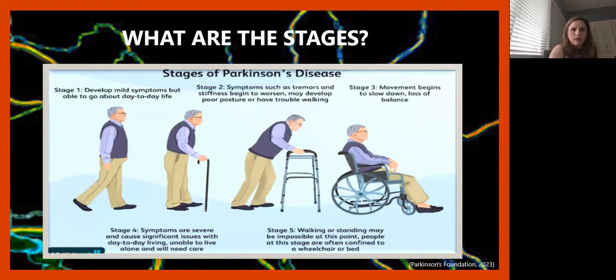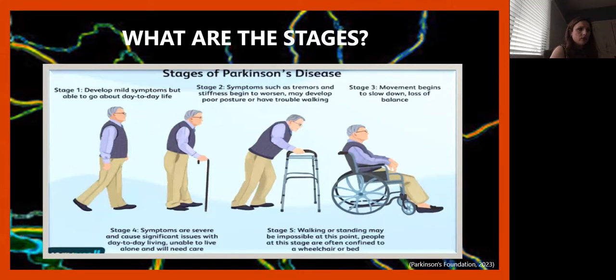Stage 0 is typically no physical symptoms of the disease, usually before you're diagnosed. Stage 1, during this stage, the patient has mild symptoms. They generally don't interfere with daily activities. You can see the tremor and other movements on one side of the body only. Then changes in posture, walking, and facial expressions will start to occur.